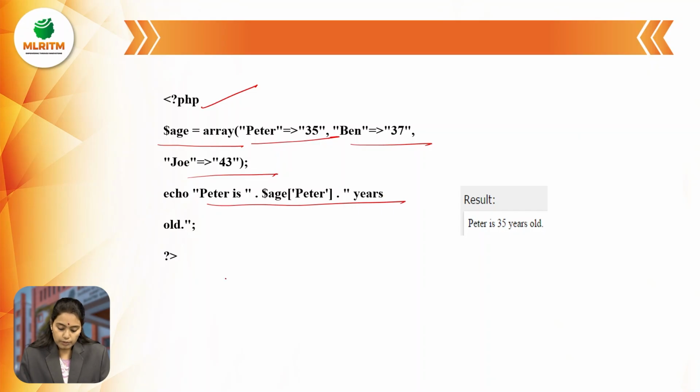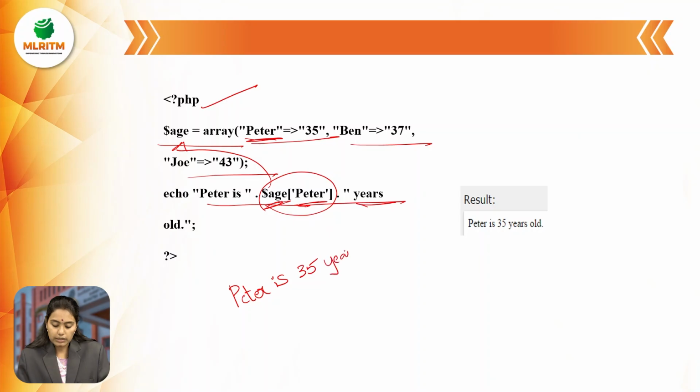The output will be an echo. What are we calling here? $age of Peter, right? What is $age? It is an array. So it will go to the array. It will check for $age of Peter. For Peter, what is the assigned value? 35. After 35, what is the statement? Years. This will be "years old". "35 years old" will be the output for the example.